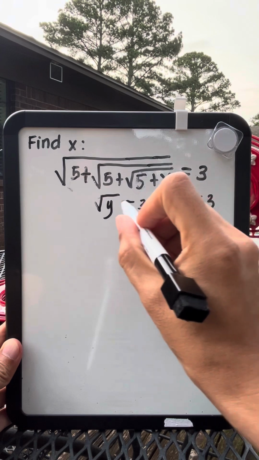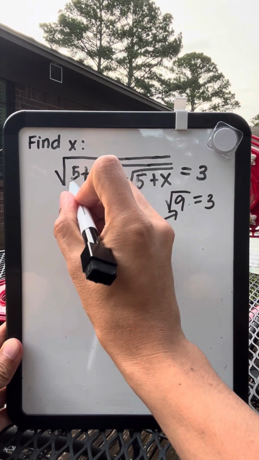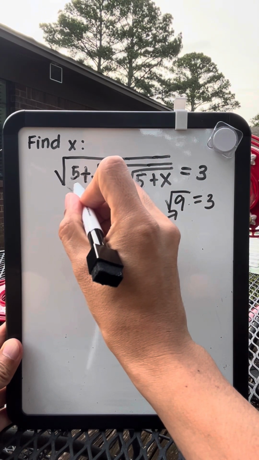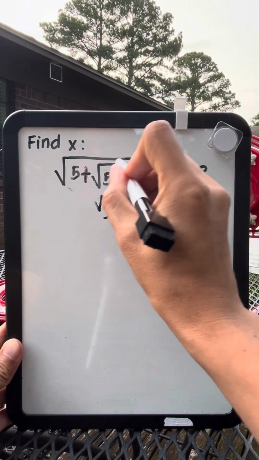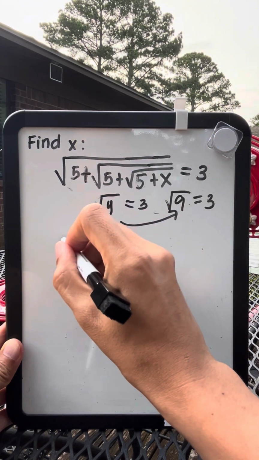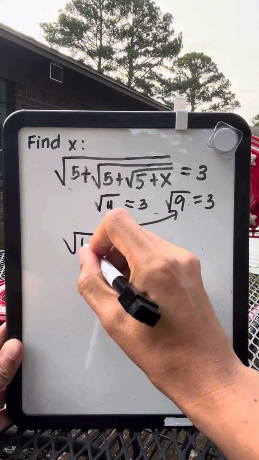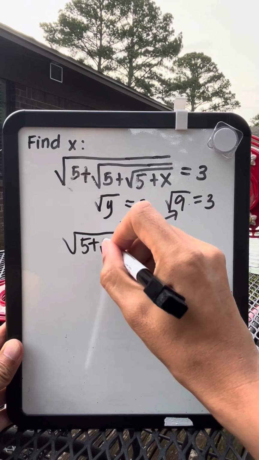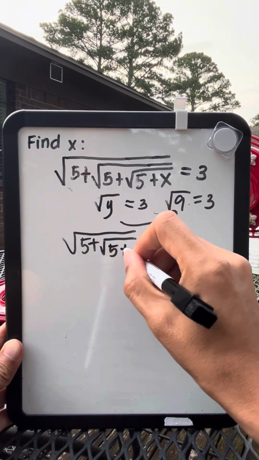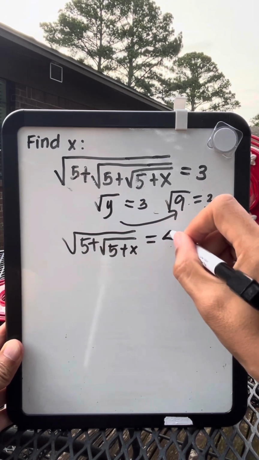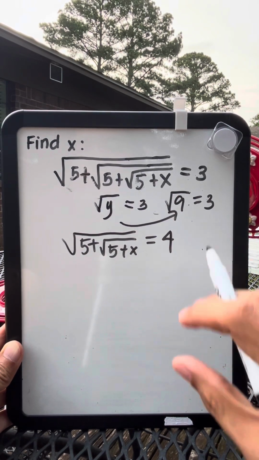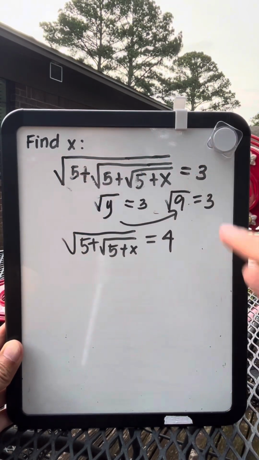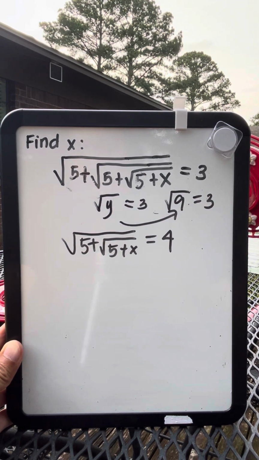Okay, but in this case we already have 5 in our radicand. So how much do we need to make it a 9? That is 4. So that means this one right here, square root of 5 plus square root of 5 plus x, is equal to 4. Okay, so we are able to remove the radical sign now here by just using logic.